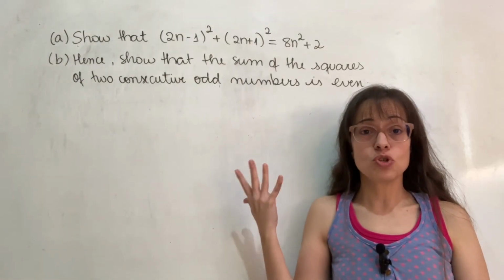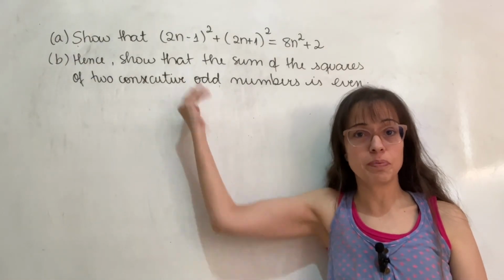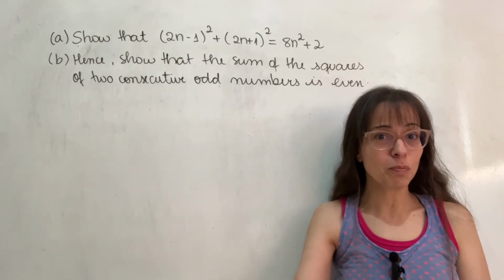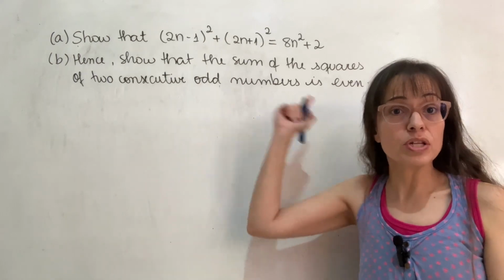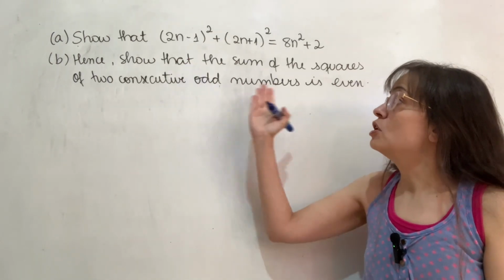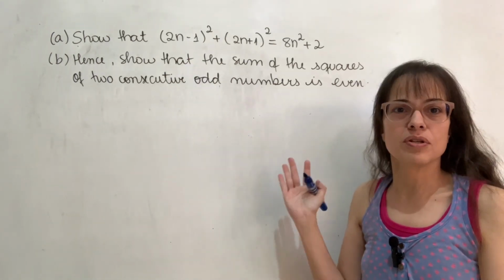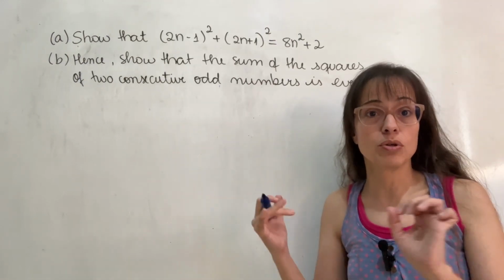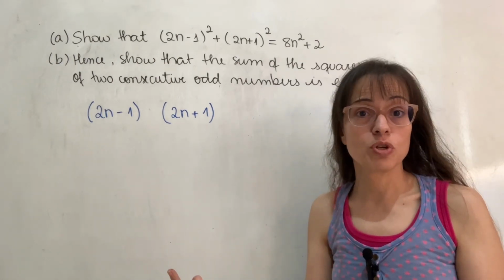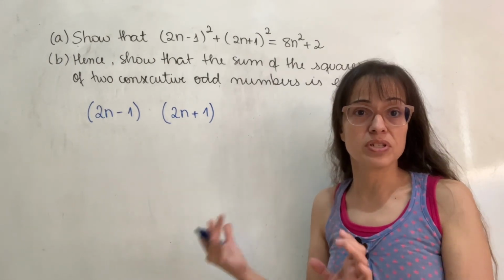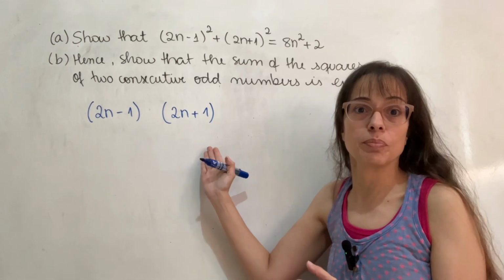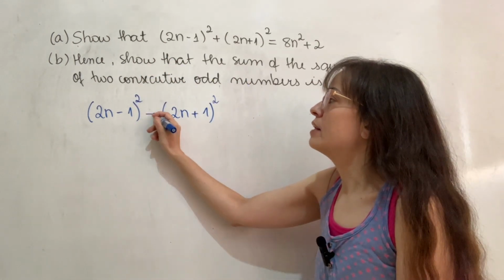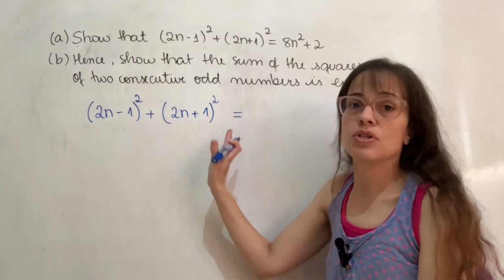And then sometimes they start trying to help you by splitting the question in parts A and B. And that is not always successful as help. Because in this example, if there was no part A and they just straight up asked me, show that the sum of the squares of two consecutive odd numbers is even, I would start the question by taking two consecutive odd numbers, which we have talked about before. The standard way of writing two consecutive odd numbers is 2n minus 1 and 2n plus 1. I would take their squares, which is what he's talking about, and add them. And then I would start doing things to this.